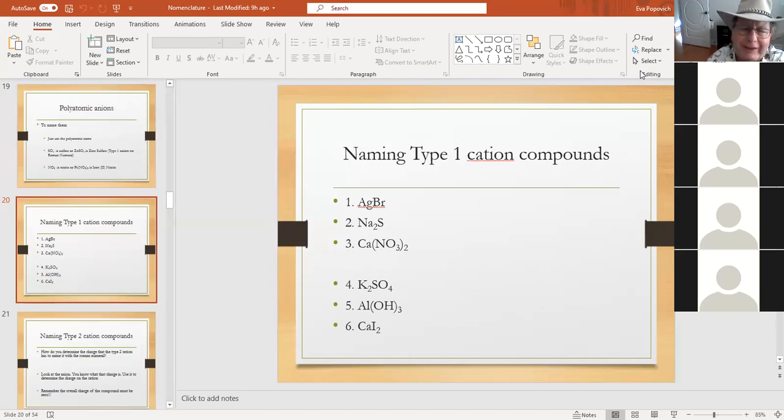All right, let's do this. Again, we're going to do it systematically. Is the first element a metal? Yes. Therefore, we use ionic rules. Is the first element a type 1 or a type 2? Type 1. Does it need a Roman numeral? It does not. So, name that compound. Silver bromide.